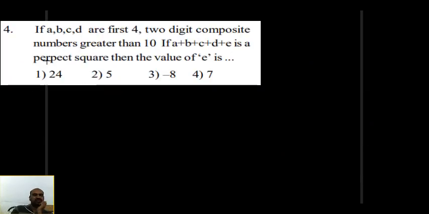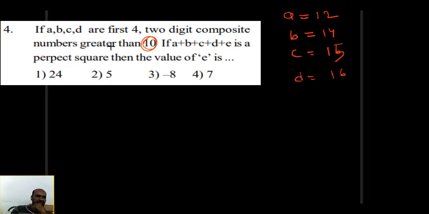Next question. A, B, C, D are the first 4 two-digit composite numbers greater than 10. Oh, greater than 10, and that too composite. Yeah, I can take A greater than 10, which is 12 onwards. A is 12. 13 is prime, I can't take. B equals 15, C equal to 16. Yeah, greater than 10, 11, 12. Okay, after 12, 15. 15 I can take. 15 is not a prime number, it is a composite number. D equal to 16. Okay.